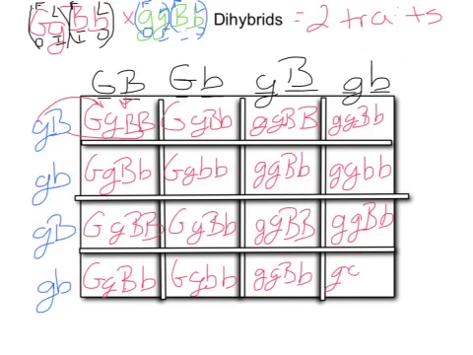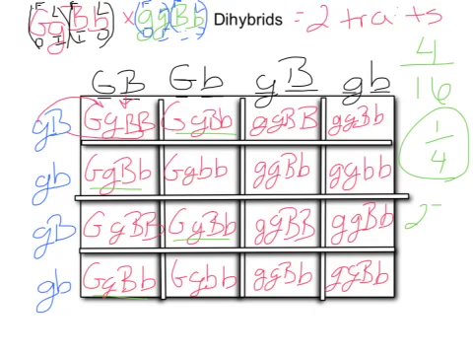Like, for instance, maybe I wanted to ask what percentage of the offspring would be heterozygous for both traits. So I just count. 1, 2, 3, 4. Okay, so I had a total of 16 squares. The answer to my question, heterozygous for both traits, is 4. So 1/4 of my offspring, or 25%, are going to be heterozygous for both traits. And so I answer it exactly the same as I would a monohybrid.